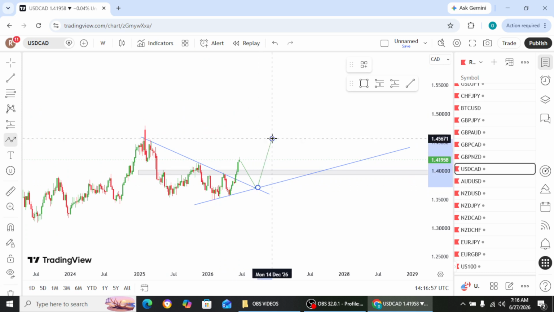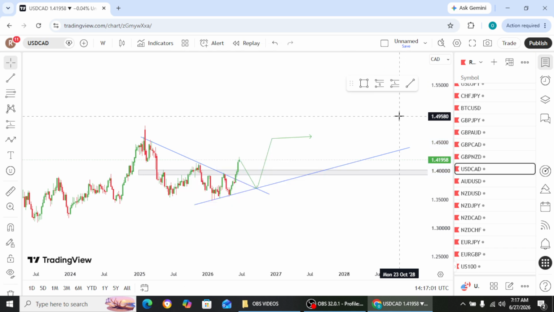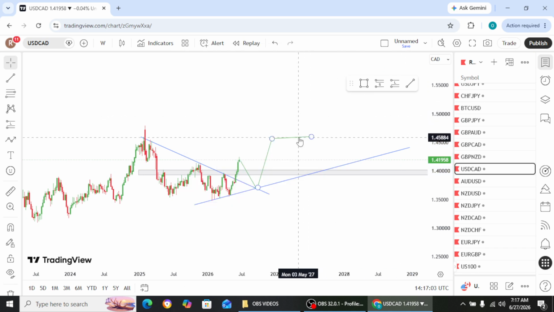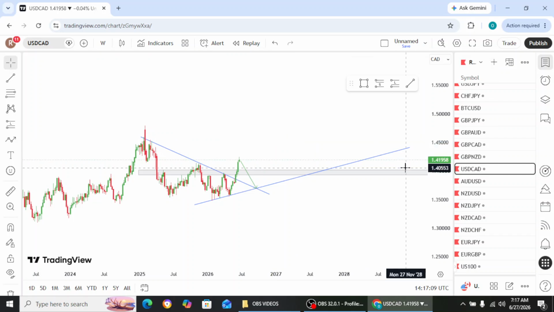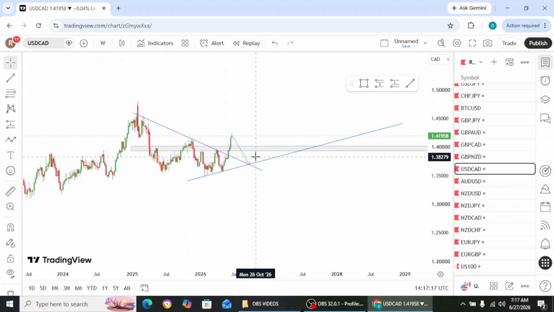Okay, so what is our bias? Our bias is simple. As long as the market is above 1.40000, we are looking for a buying opportunity. When the market goes below it, that does not mean that you should sell.